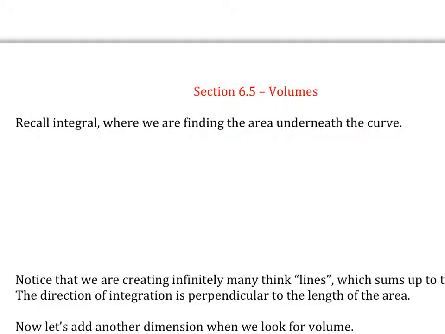All right, 6.5 volumes. We're going to do this for 3 days.